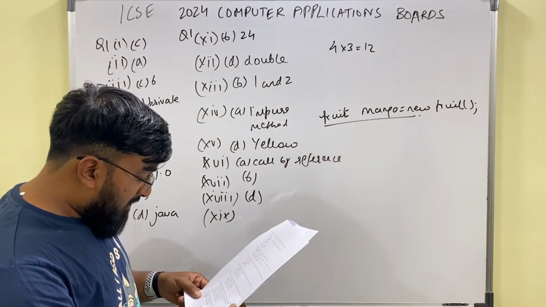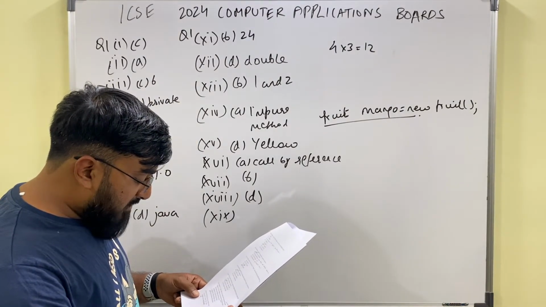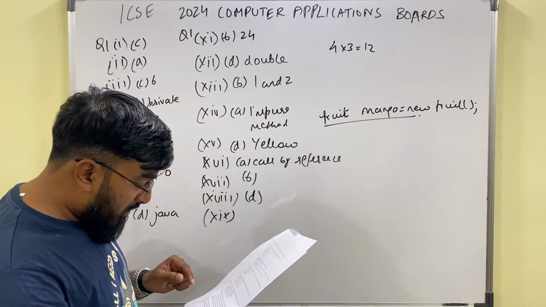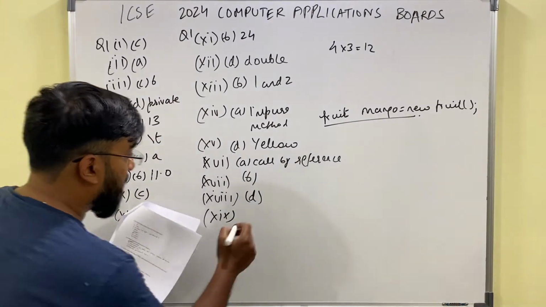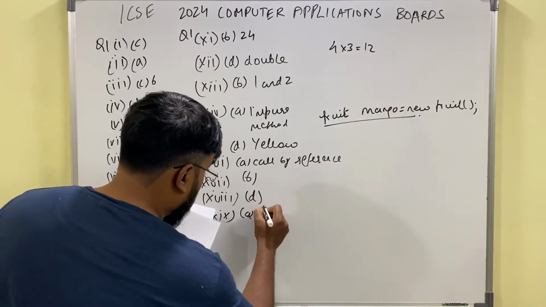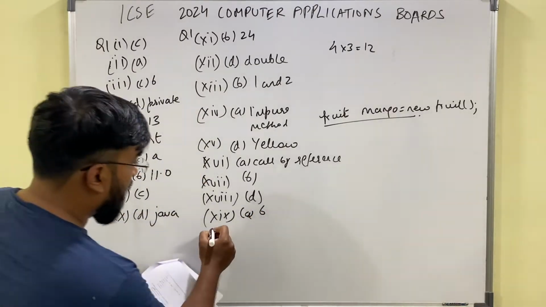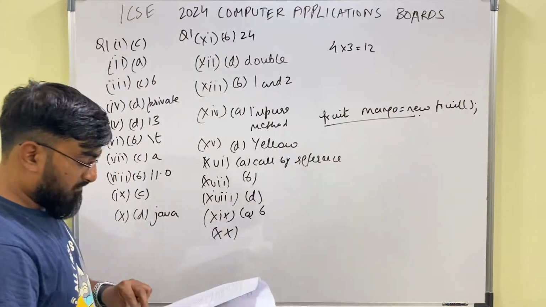Okay, 19th is: what is the output of the Java code below? Color is an array: blue, red, violet. Output color[2].length. Index 0, 1, 2 is violet, length is 6. So part A, 6. Okay, moving on to the last part, 20.